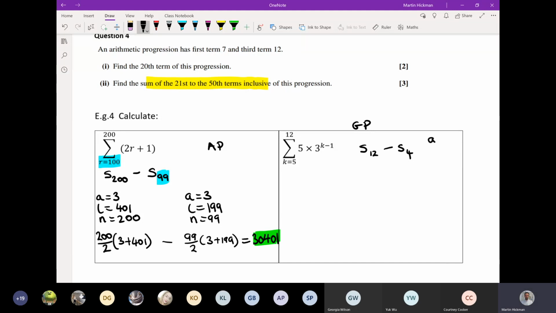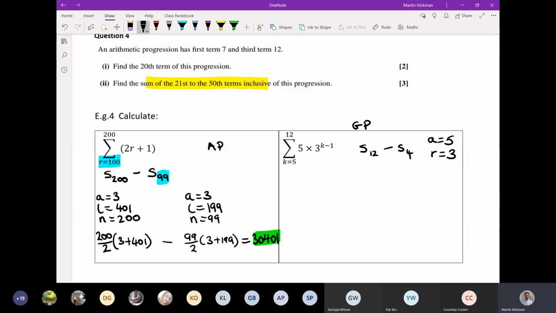I have a first term, which is just going to be 5. That's found by simply substituting in k equals 1. So I do 5 times 3 to the power of 1 minus 1, so 5 times 3 to the power of 0. That's just going to be 5. The common ratio is 3, because every time I increase the power by 1, you're multiplying by another 3. Again, if in doubt, sub in k equals 1, 2, 3 and find that common ratio out for yourself.